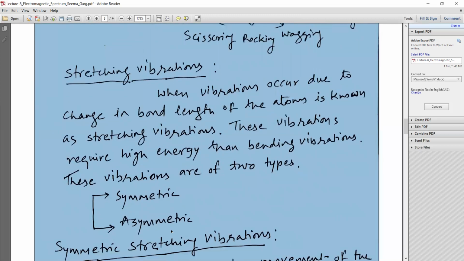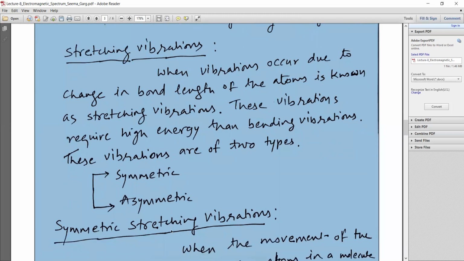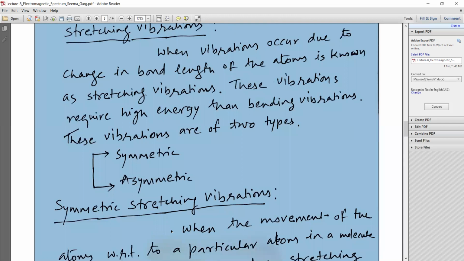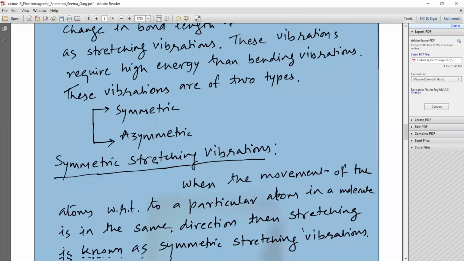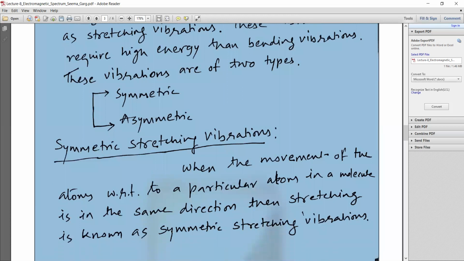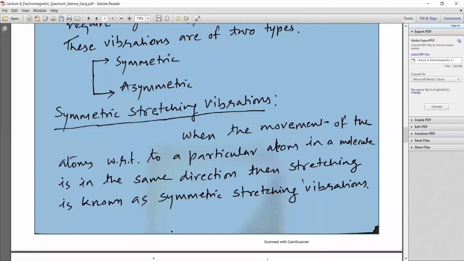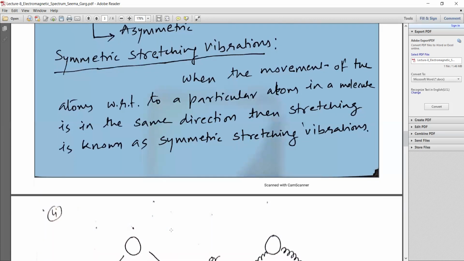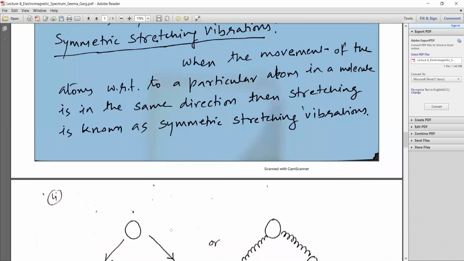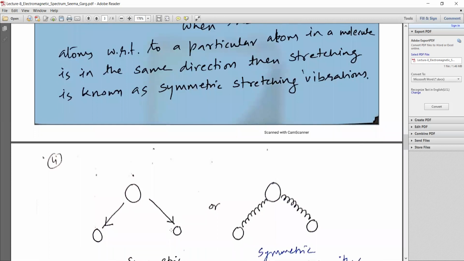Stretching vibrations. When vibrations occur due to change in bond length of the atoms, they are known as stretching vibrations. These vibrations require higher energy than bending vibrations. They are of two types, symmetric and asymmetric. Symmetric stretching vibrations: when the movement of the atoms with respect to the particular atom in a molecule is in the same direction, the stretching is known as symmetric stretching vibrations.